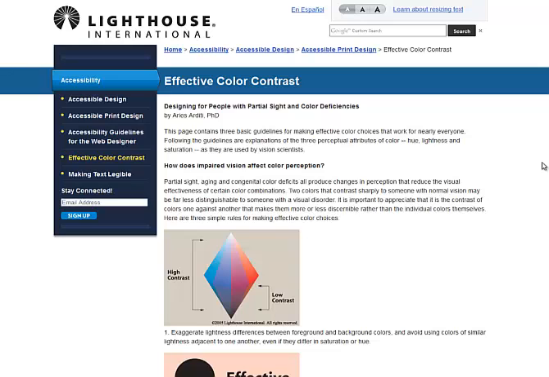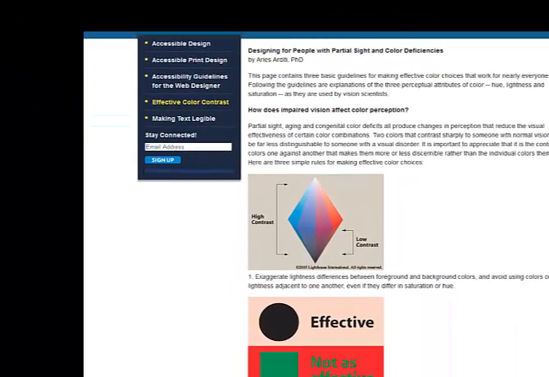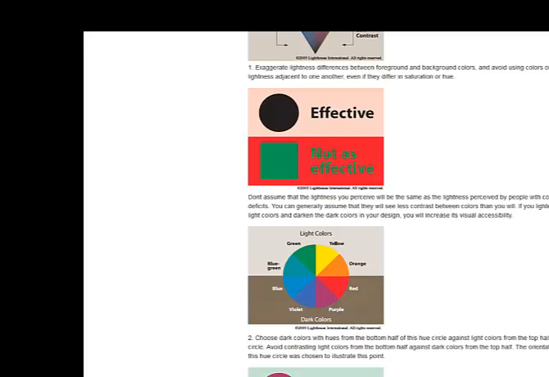The resources that I'm looking at here are from Lighthouse International, which is a nonprofit that does a lot of stuff around advocacy for individuals with visual impairments of some type, including blindness, although this particular area is focused more on the contrast issue. And we're going to look at 3 quick examples here that are on their website. They've got a great description of the difference between high contrast and low contrast. And there's 3 really effective tips that I want to point out here that they cover.